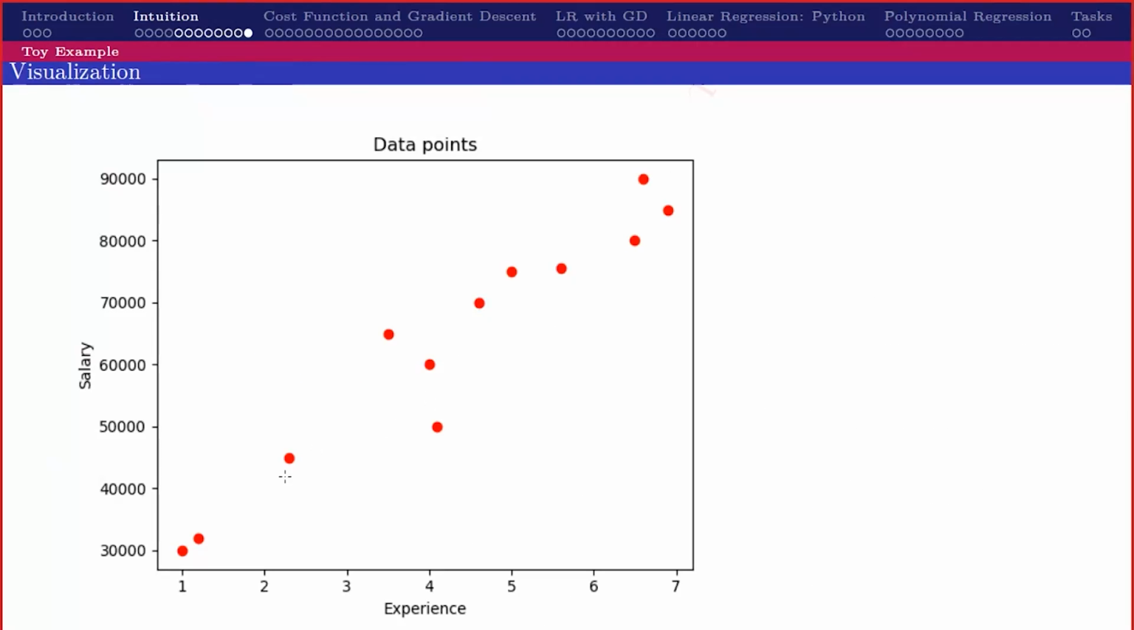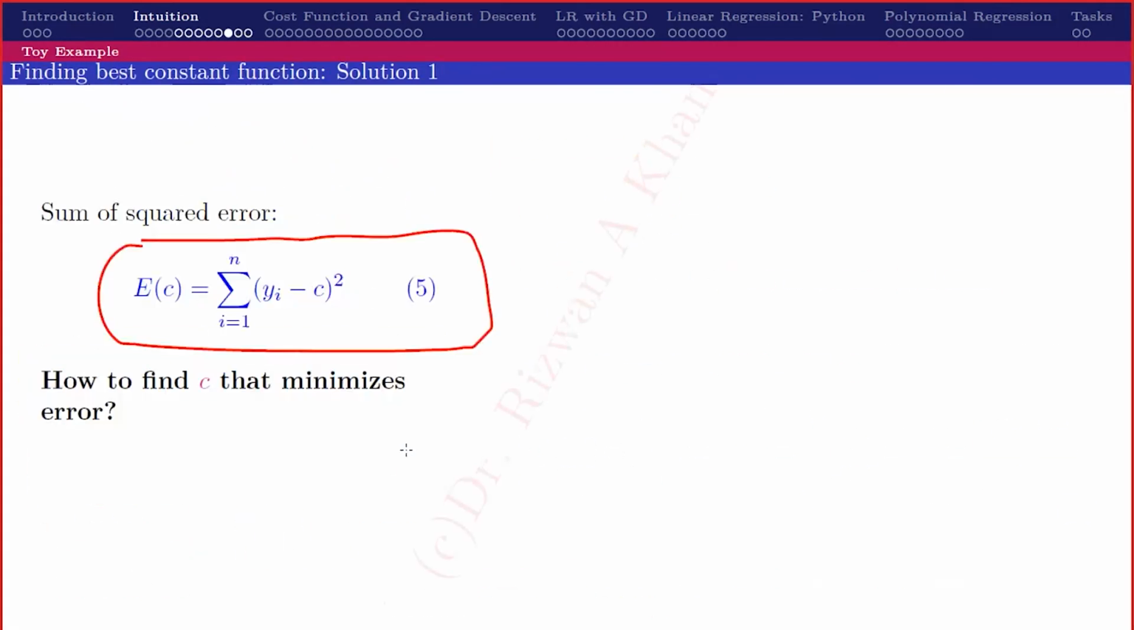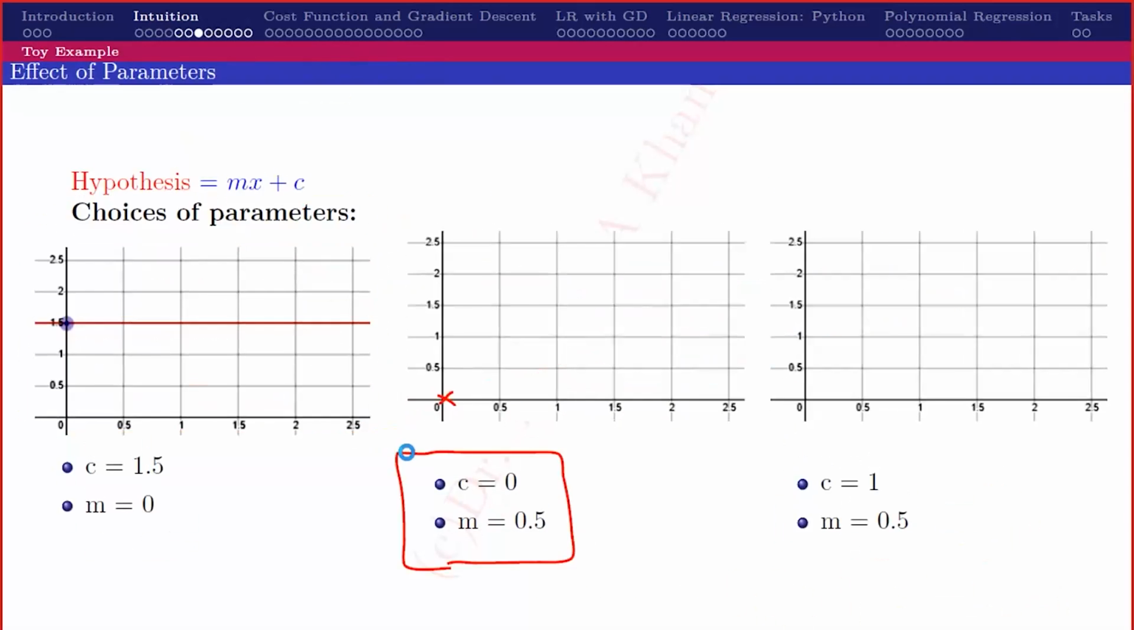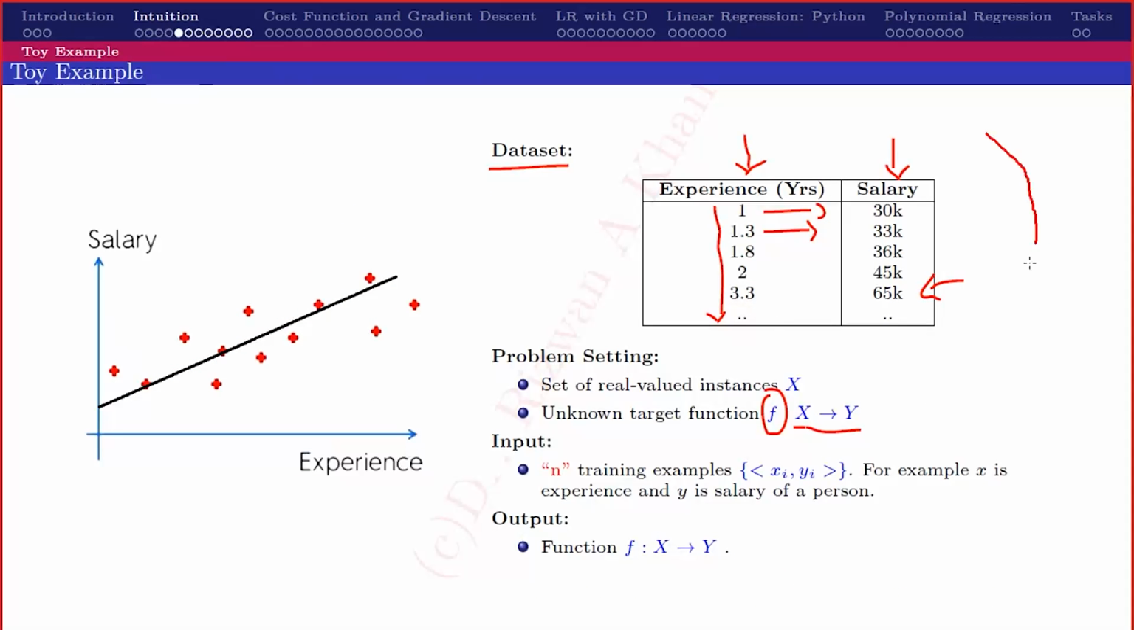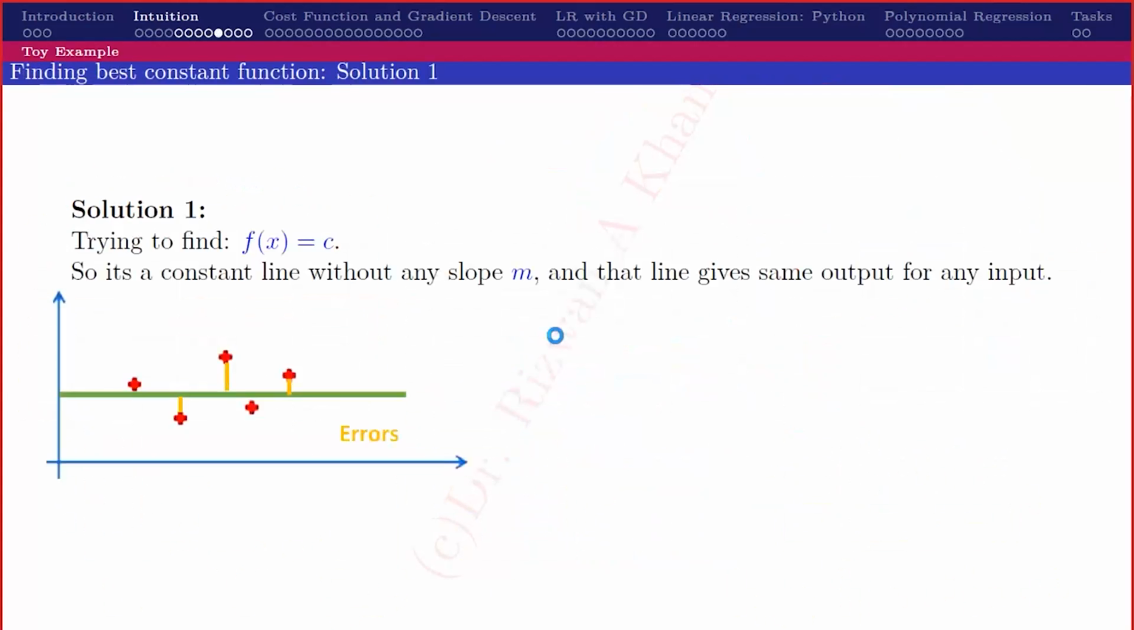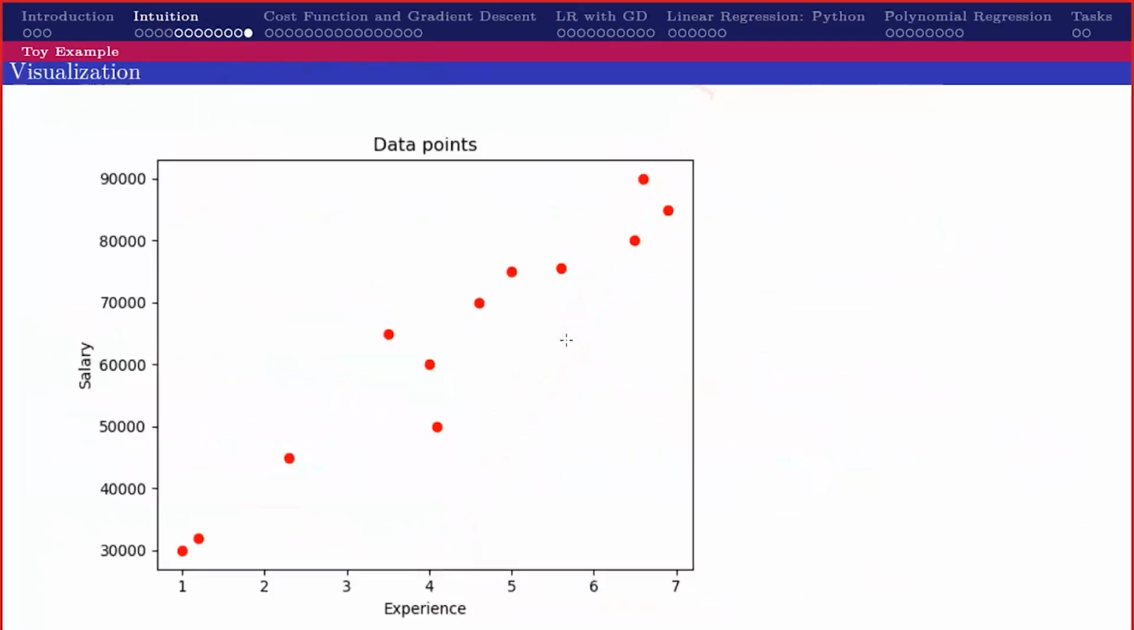So this is the intuition. This is the same data set which I showed you earlier. It was the toy data set with experience and salaries, salaries starting from 30K and going upwards, experience starting from 1 year and going upwards. If I plot this data set, it looks something like this: experience starting from 1 going up to 7, salary starting from 30K and going up to 90K for 7 years of experience.